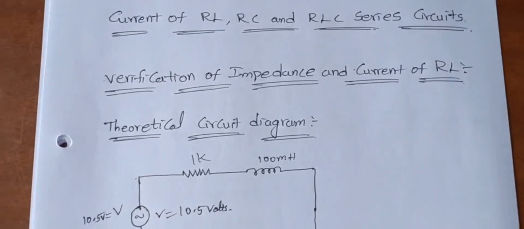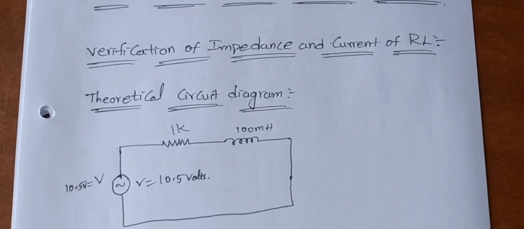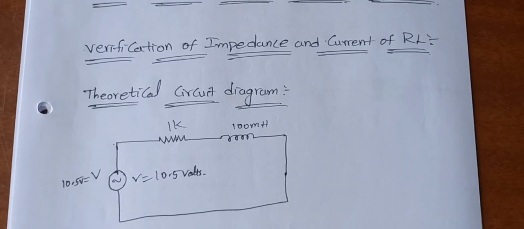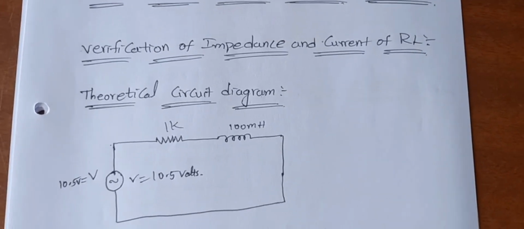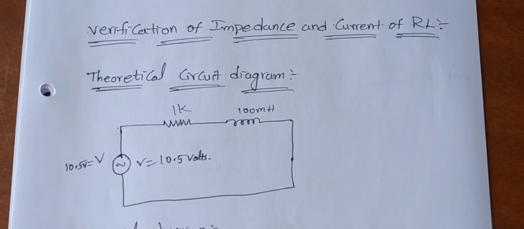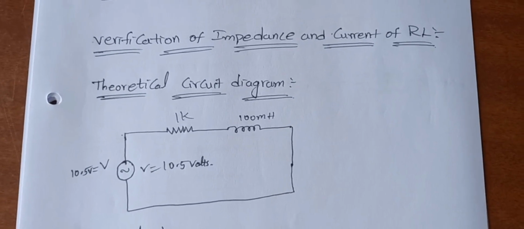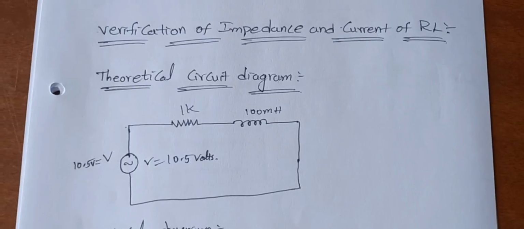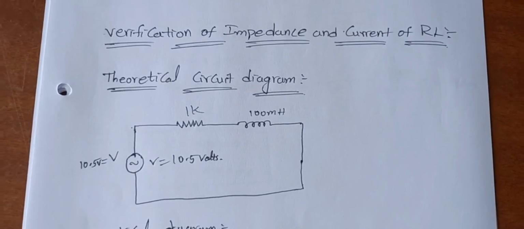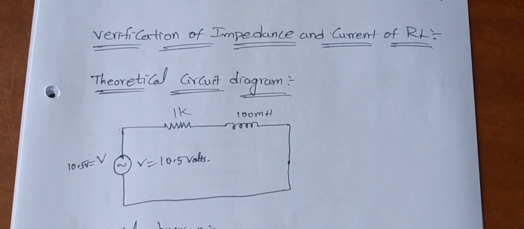So first we are going for verification of impedance and current of the RL circuit. In the RL circuit, we are going to take one resistance and one inductance and connect this series combination to a power supply. Theoretically, we are going to take 10.5 volts for input, resistance of 1 kilo ohm and 100 millihenries inductance. For this circuit we are going to calculate the impedance value.